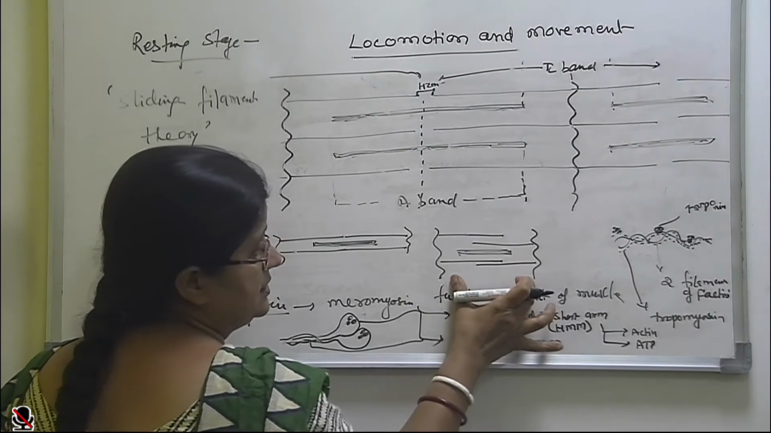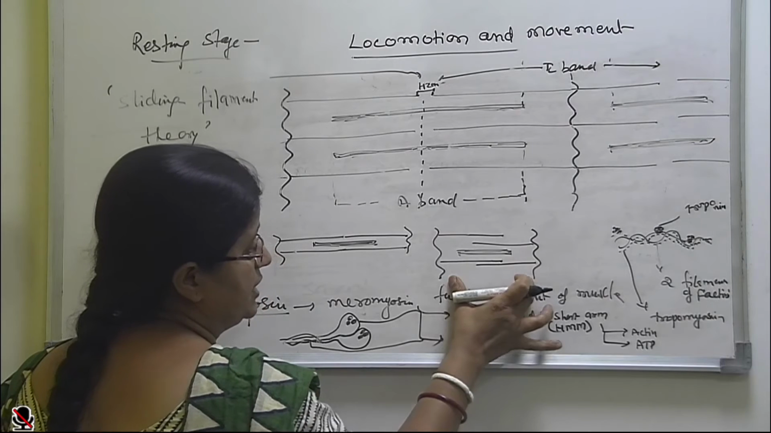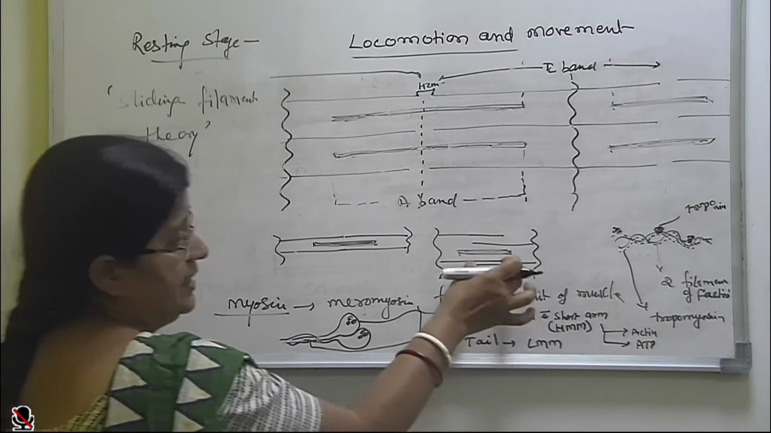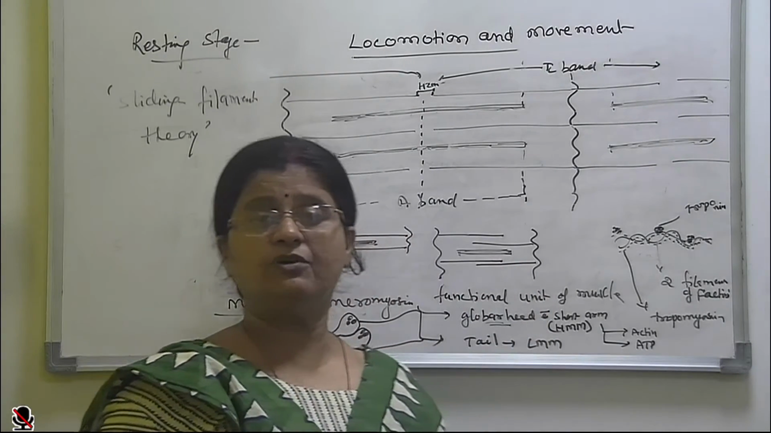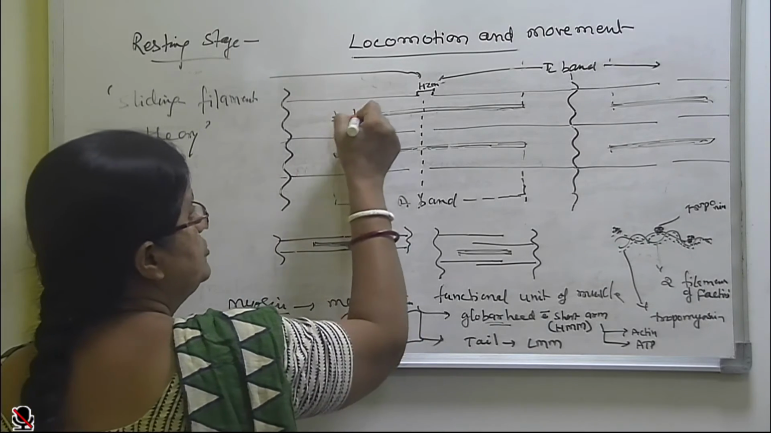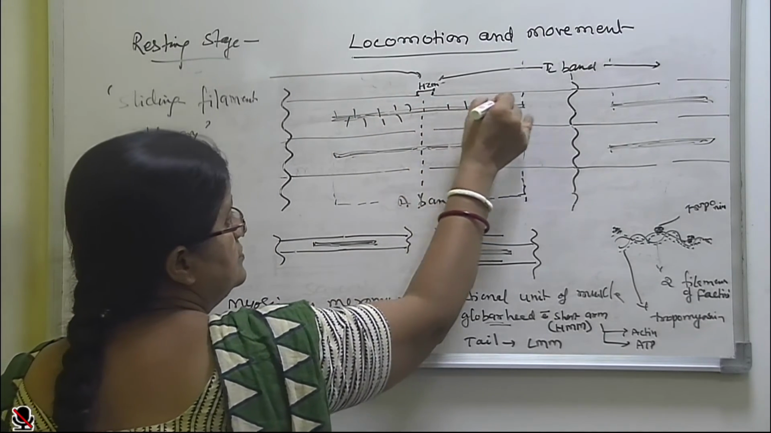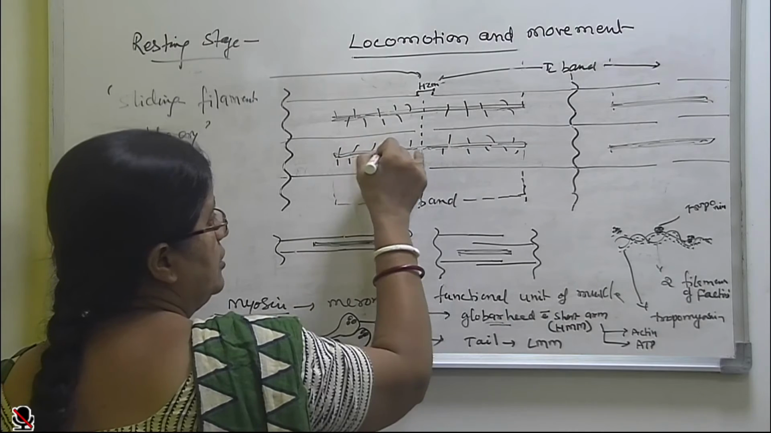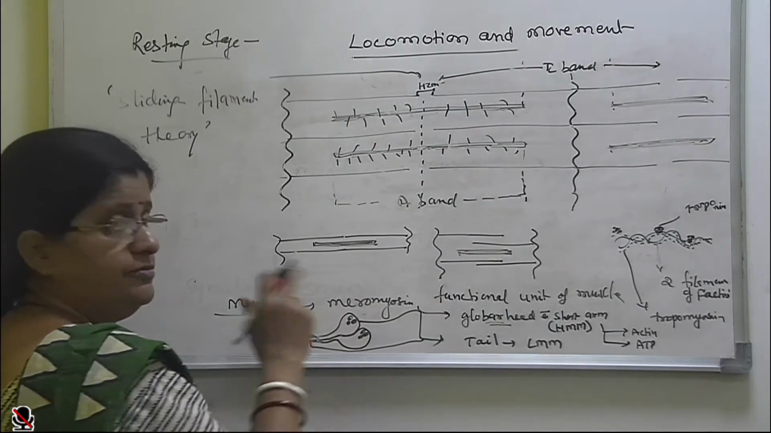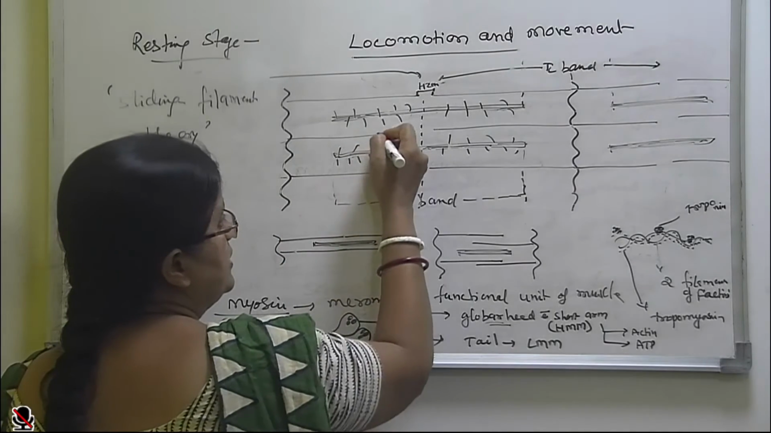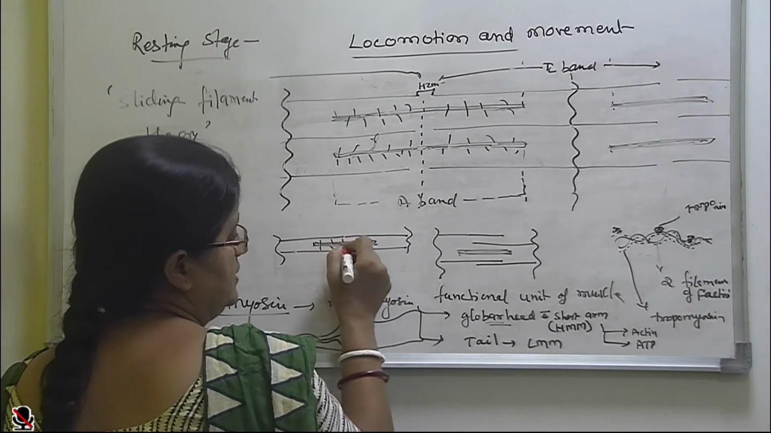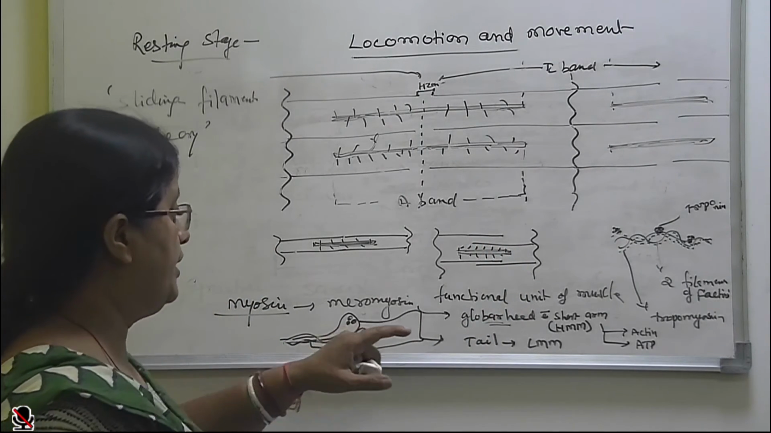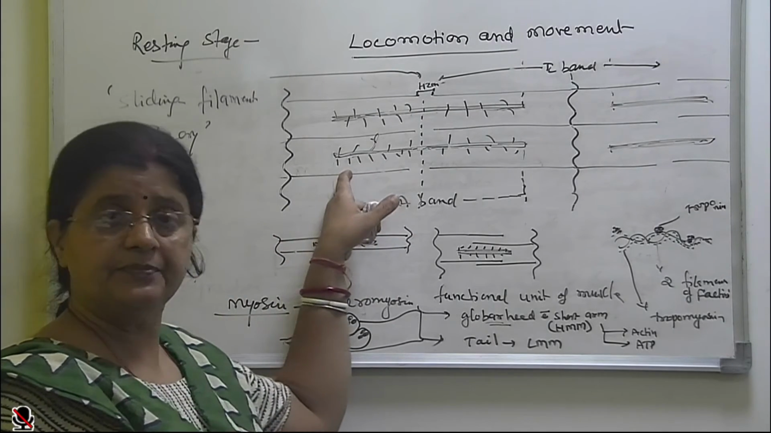Means you see the distance between two Z lines, the sarcomere, is reducing. Here the sarcomere is very long, this is less than that, and this is the least. So this is the stage of maximum contraction. And there is the presence of cross bridges, which are formed by, I told you, the globular head portion of the meromyosin. This is attached here. In another diagram I will show you the next method, which will be more clear. So this is clear.